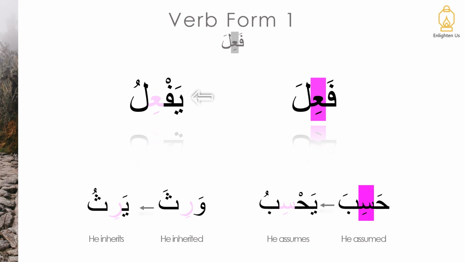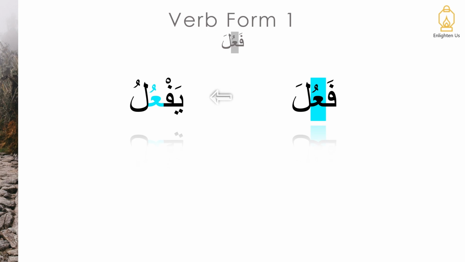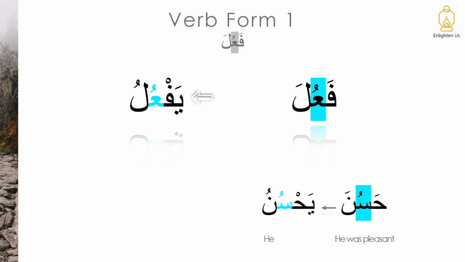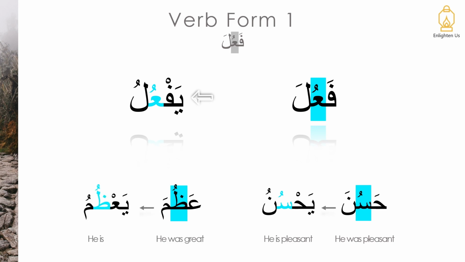Now let's move on. You can also have فعل, and if you notice now the عين has a dhamma, يفعل. This is our مضارع, this is our present tense. We have حسن, he was pleasant, يحسن, he is pleasant. And we have عظم, he was great, يعظم, he is great. Let's have a look at a ملخص, a bit of a summary.